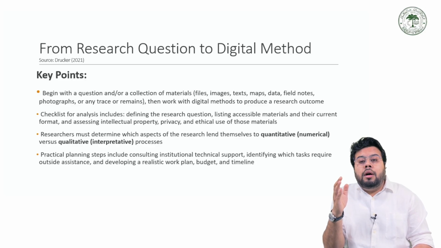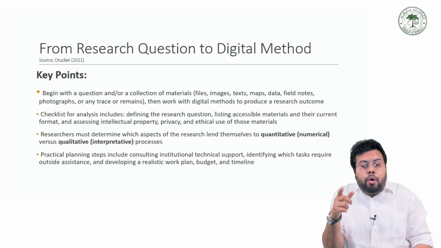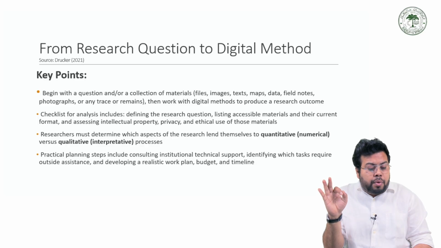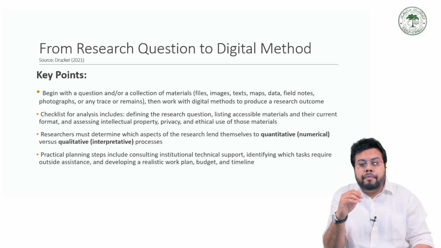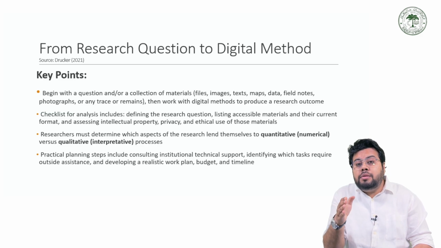All right. So walk through the checklist on the slide with me. First, define your research question clearly. Second, list what material you actually have to access and in what format it currently exists. Third, this is something which students generally skip: assess the intellectual property, privacy, and the ethical use of those materials before you do anything else with them.